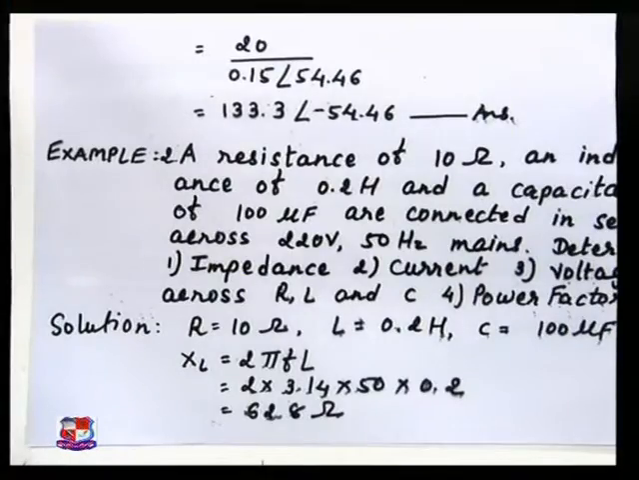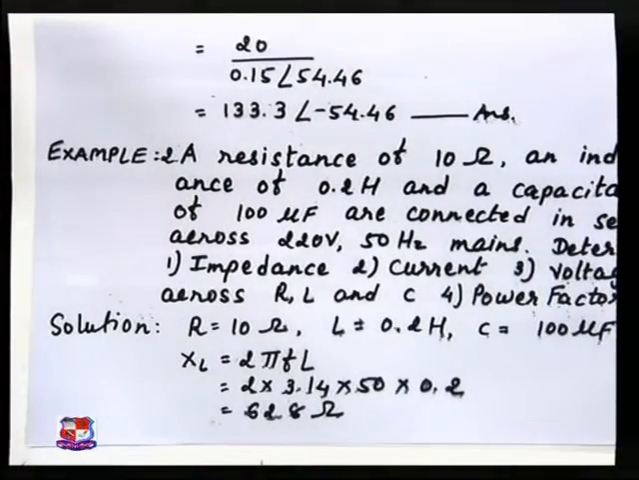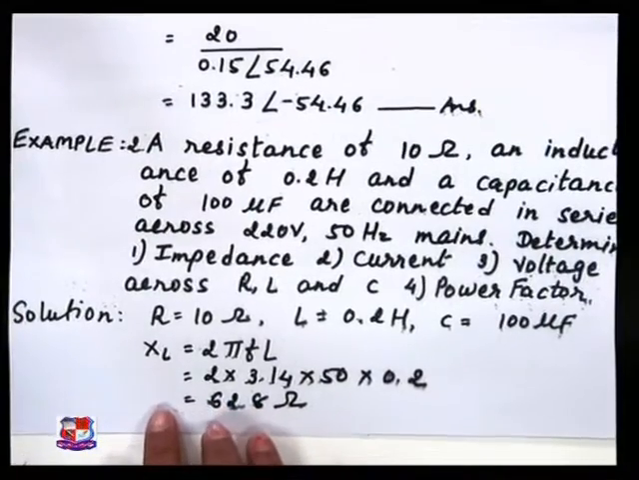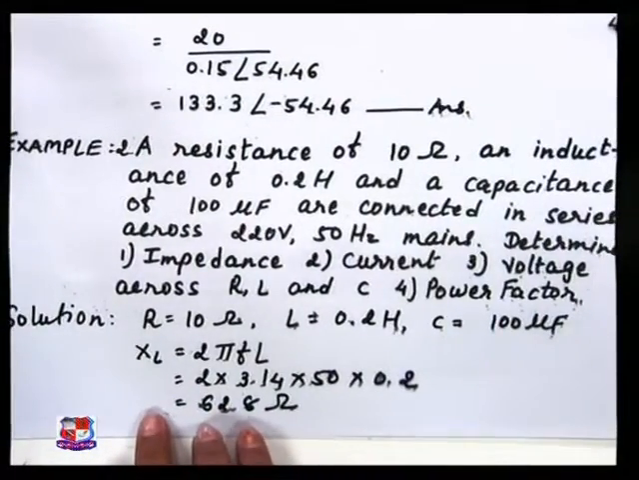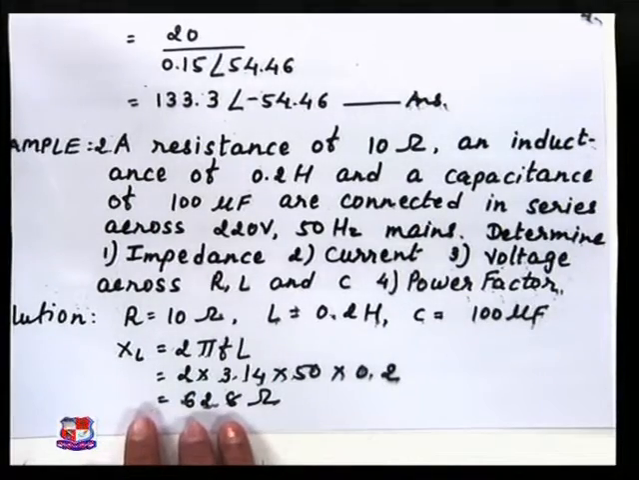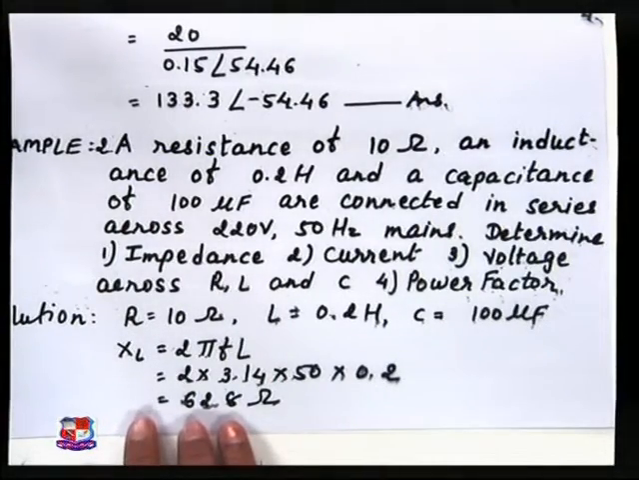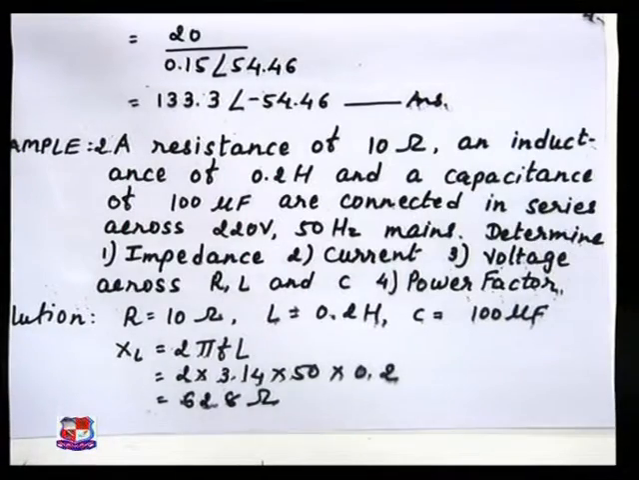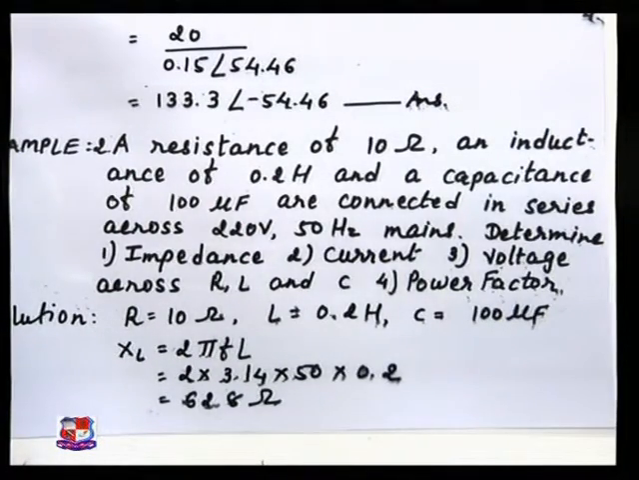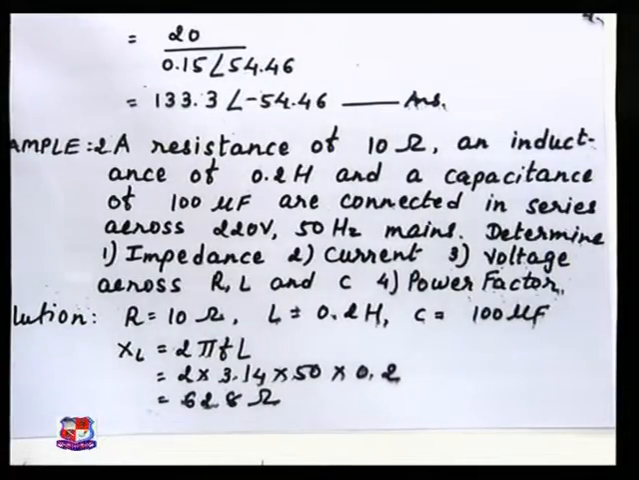is one resistance of 10 ohm and inductance of 0.2 Henry and capacitor of 100 microfarad connected in series across 220 volt 50 hertz supply. Determine impedance, current, voltage across R, L and C and the power factor.